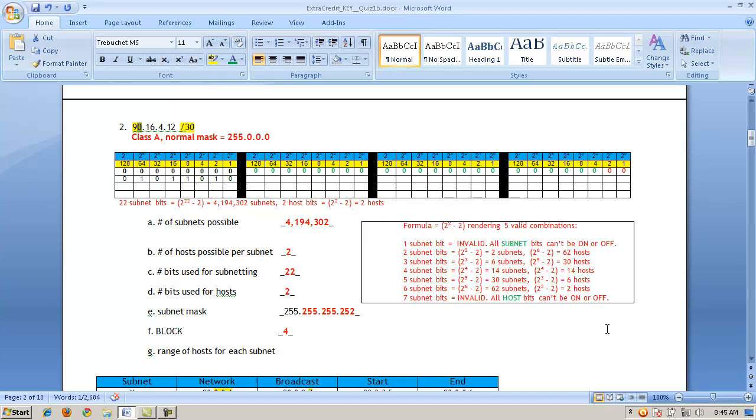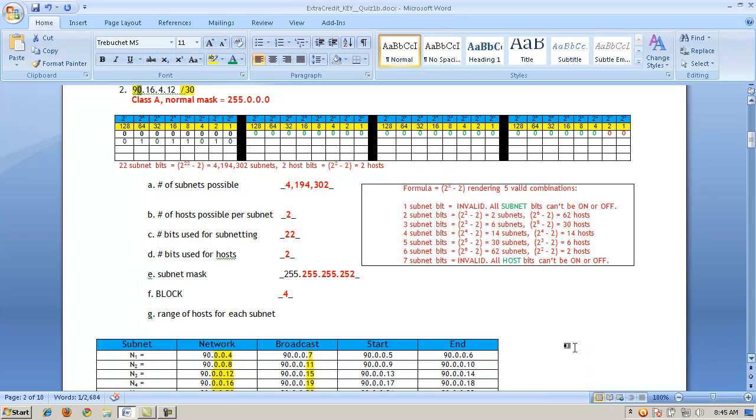Well, the remaining ones are easy, right? 0 and 0, the next two octets. So we're just going to zero everything. We're going to turn all the bits off. Off, off, off, off, off, off, off, off. Off, off, off, off, off, off, off, off. Okay, so there's our 0 and our 0, and there's our 90.